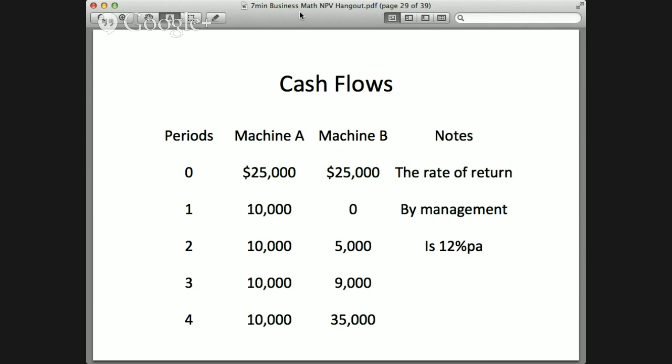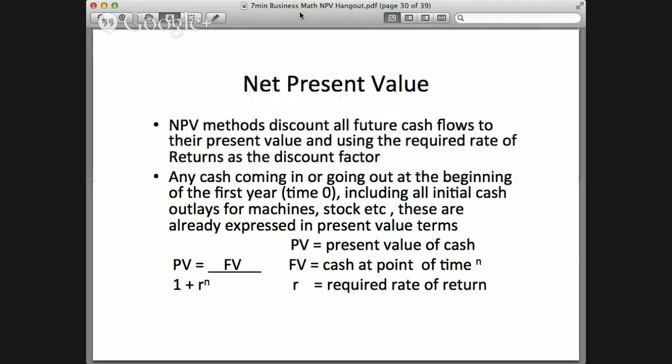Management notes say that the interest rate of return has got to be 12%. Net present value is a method that we use to discount the future cash flows. Any cash coming in or going out at the beginning of the first year is always at time 0, and that includes all initial cash outlays for the machines, or stock, anything in relation to the initial purchase. These are already expressed in present value terms.